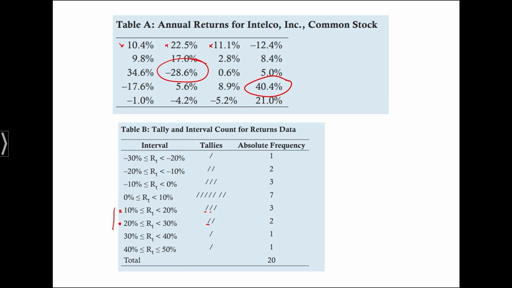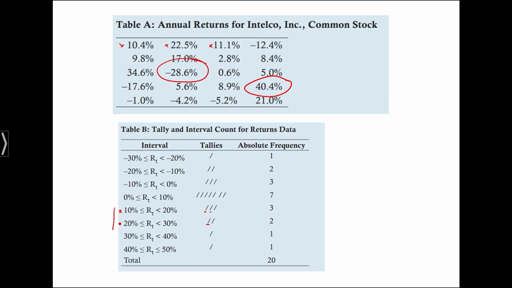So there's actually only one observation that lies less than minus 20%, but greater or equal to minus 30%. There are 2 observations that lie less than minus 10%, but greater than or equal to minus 20. 3 observations that lie less than 0, but greater or equal to minus 10. 7 observations that lie less than 10%, but greater or equal to 0%.